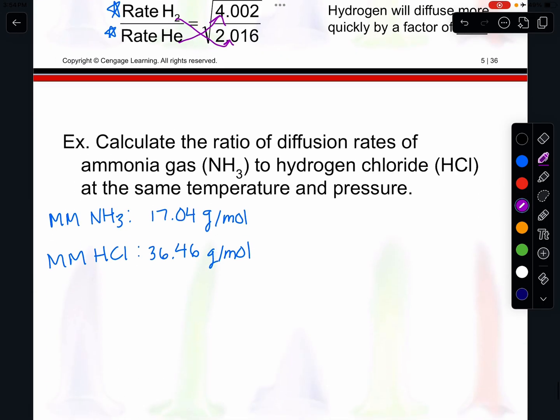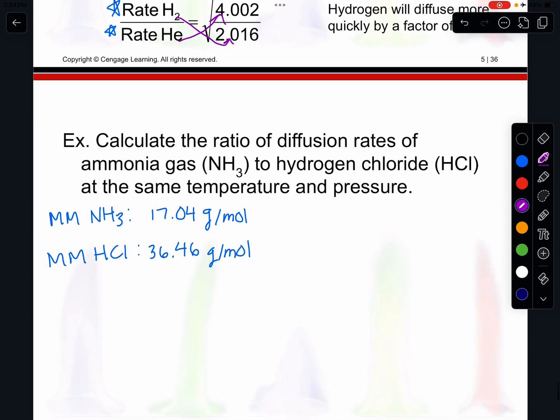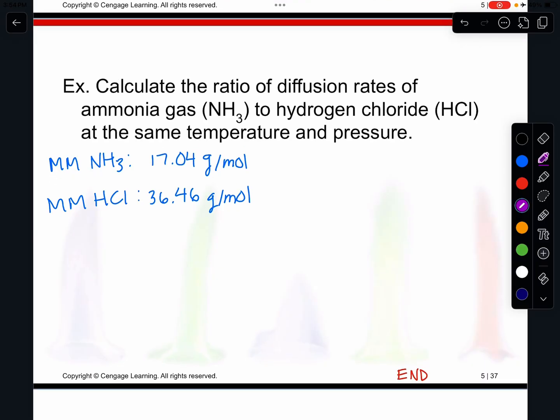All right, so let's try another example here. I went ahead and calculated our molar masses just to save us some time. Calculate the ratio of diffusion rates of ammonia gas to hydrogen chloride, or HCl. Same temperature, same pressure. To set this up, I solve for the molar masses first, and then on the left side I put NH3, the lighter gas, on the top. I said 3, I wrote 4. All right, NH3 gas on the top, and then I'm going to identify HCl on the bottom. The reason you have to identify that is so that you know where your values go.